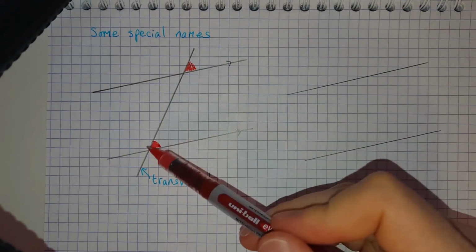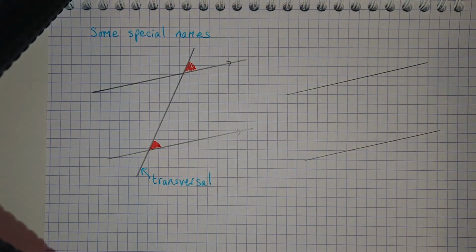Now, these are both above and to the right. They're in corresponding positions, and we call them a pair of corresponding angles. Okay, these are corresponding angles.